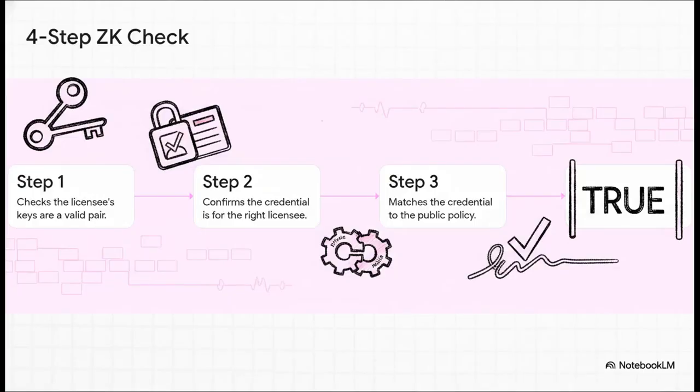And that proof happens in 4 lightning-fast checks. Step 1, the system asks, are the keys of the person holding this license actually valid? Check. Step 2, okay, was this license actually issued to them? Check. Step 3, and this is the big one, does this secret private license perfectly match the public fingerprint on the blockchain? Check. And finally, step 4, did the original author actually sign off on this whole thing? If the answer is yes, yes, yes, and yes, the system spits out one word, true. The proof is valid. Done.